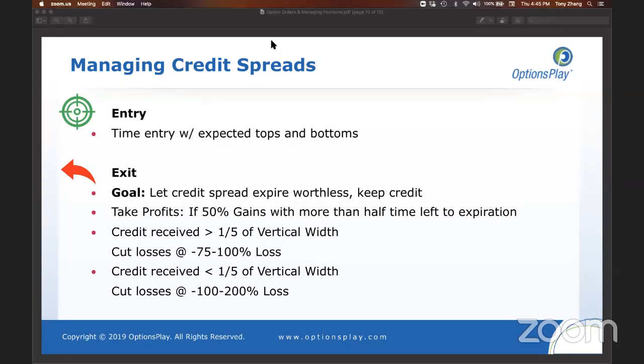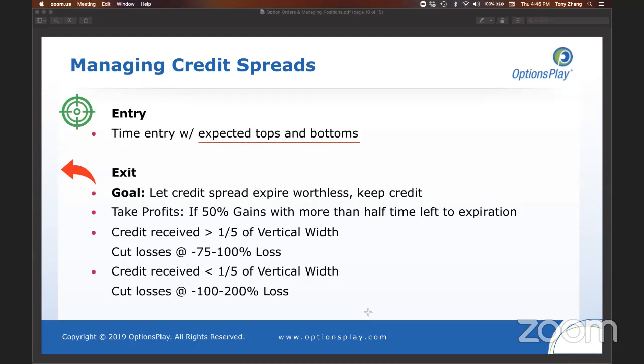So the rules for managing credit spreads, in my opinion, are pretty clear cut. There isn't a lot of leeway. There isn't a lot of subjectivity in managing these trades. These trades, you want to enter and exit them when you expect a market top or bottom. So when we talk about those support or resistance levels, those are the ideal times to enter selling a credit spread.